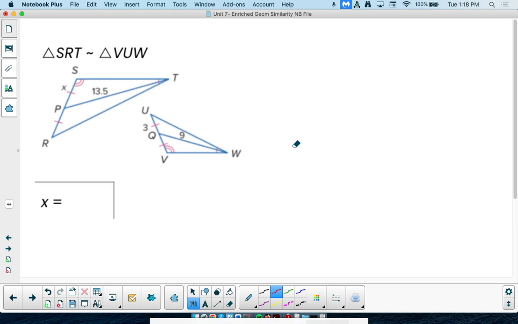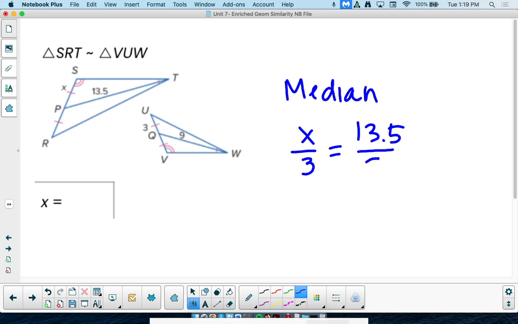What kind of segment do we have? Median. What's our proportion going to look like? X over 3 equals 13.5 over 9. Good. Go for it.